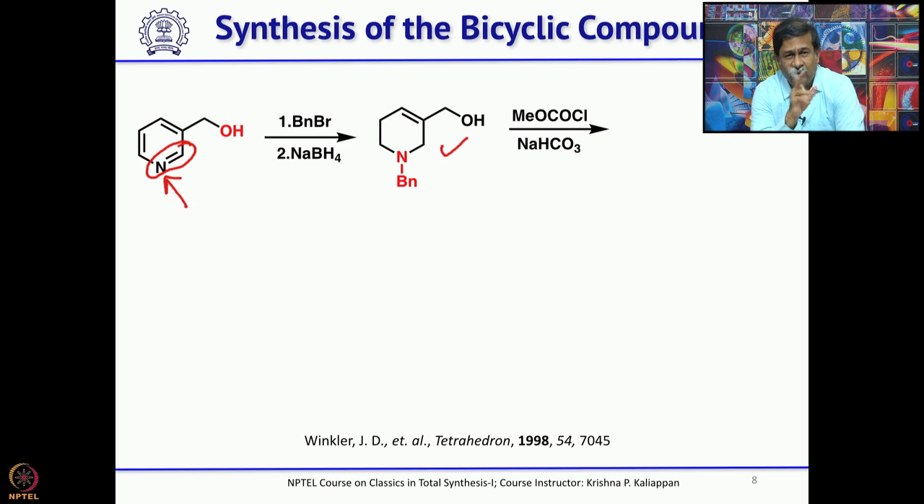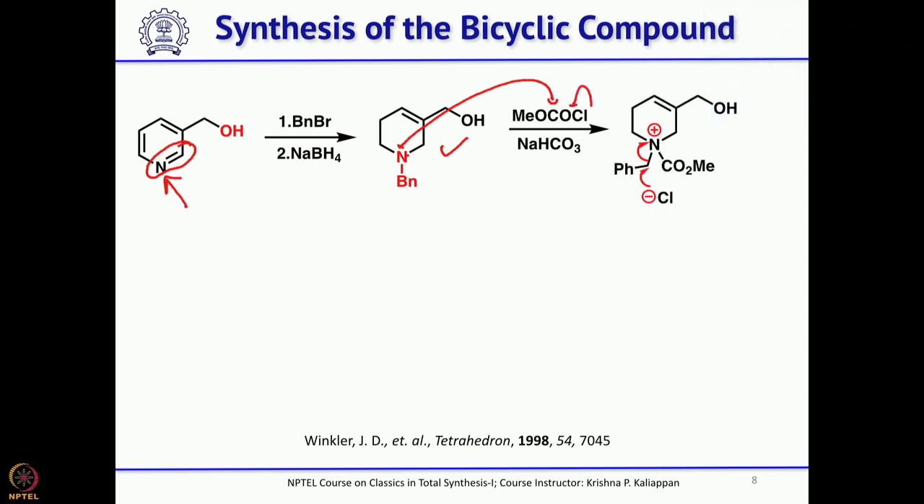Now he wanted to remove the benzyl and then protect the nitrogen as a Boc. For that he has to do a two-step process. First he treated with chloromethyl formate. What happens? The lone pair on the nitrogen attacks the carbonyl and then chloride comes out first. So this is the intermediate.